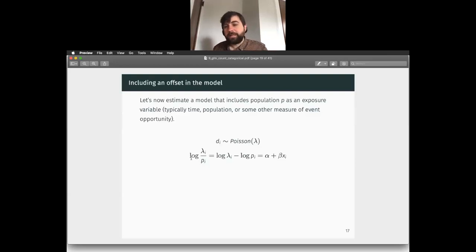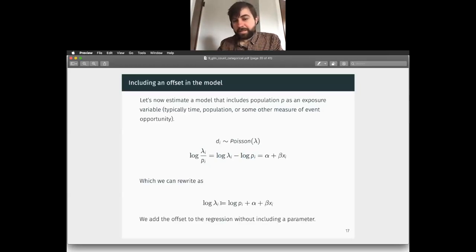So we're going to say that the logarithm of lambda over p is now equal to alpha plus beta xi. So this is now our left-hand side of the equation, and this is our right-hand side. But remember the rules of log, that log of lambda over p is equal to log lambda minus log p, right? And once we have that, we can really easily rewrite this as log lambda equals log p plus alpha plus beta xi. So lambda can stay the same. The only thing we're going to do is add the logarithm of the population size, or the logarithm of our exposure, to the right-hand side of the model.